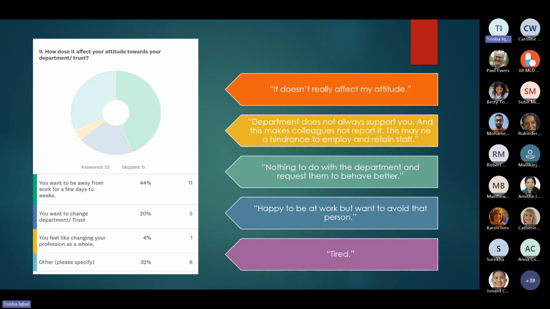There were some other responses as well. 1% said they feel tired, and 1% showed their unhappiness by saying they think that the department does not support them, and this does lead to a hindrance with employing staff and with retaining staff.